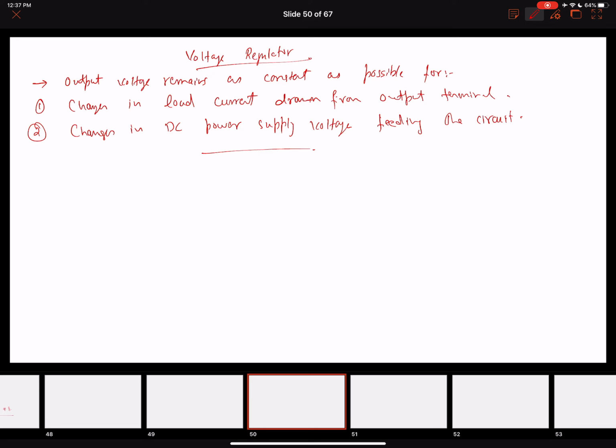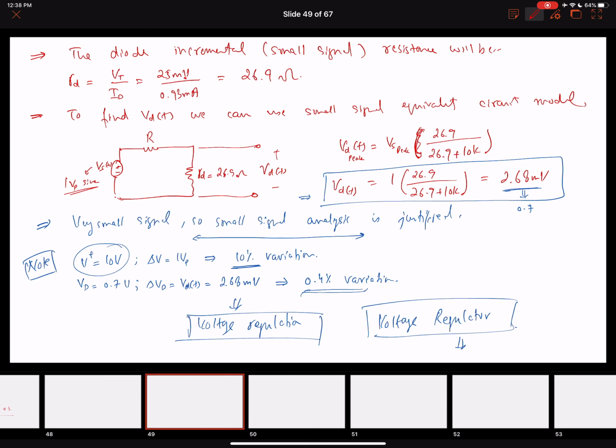So we build these voltage regulator circuits using diodes, and that will ensure two things. The first thing is, if there are any changes in the load current that our load circuit is drawing, for example, if the load circuit starts to draw more current from the output terminal, our output voltage will remain the same. So that is one important consideration while building voltage regulators. The second thing voltage regulators do is, if there are any variations in the power supply voltage, the output voltage will remain the same. And we saw this example earlier. In this example, we had a 10% variation in the power supply feeding the circuit, and our output just has 0.4% variation. So that was a pretty good voltage regulator. Now we are going to do another example of a voltage regulator.